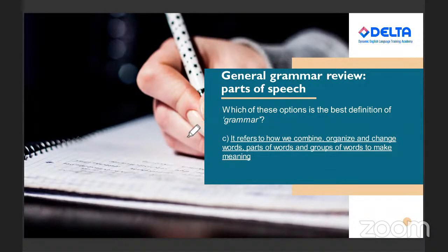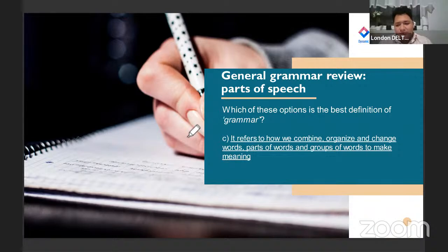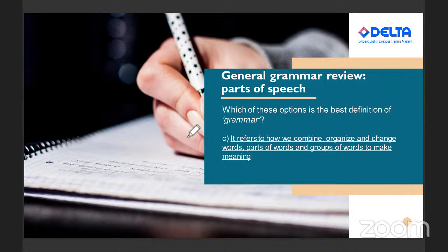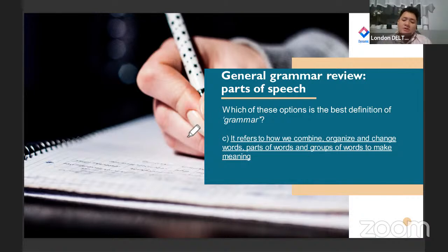It refers, this one? Yes, that one. Okay. It refers to how we combine, organize, and chain words, parts of words, and groups of words to make meaning. Excellent. Okay, so this is the meaning of grammar. And we're going to check the parts of speech.